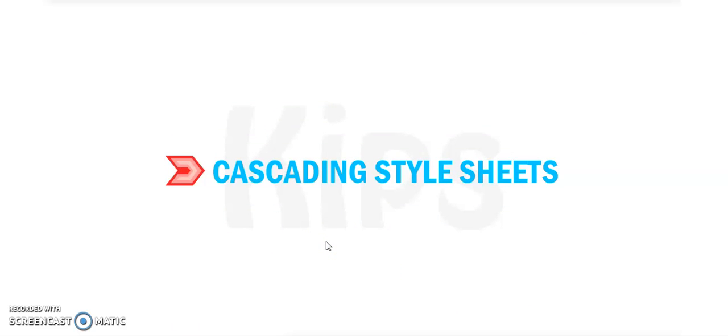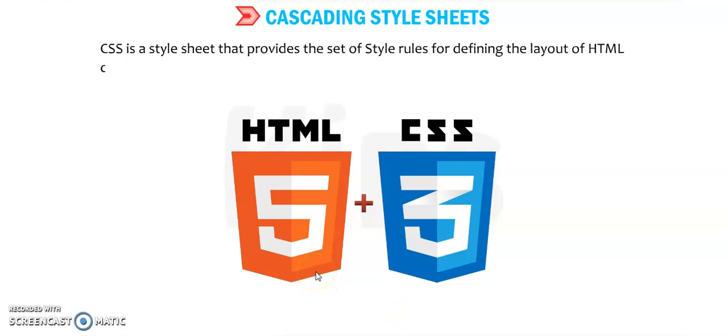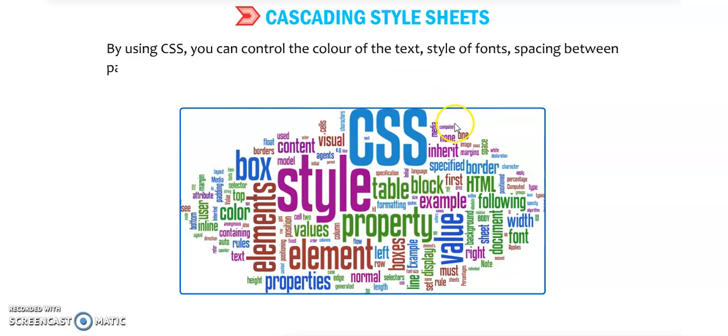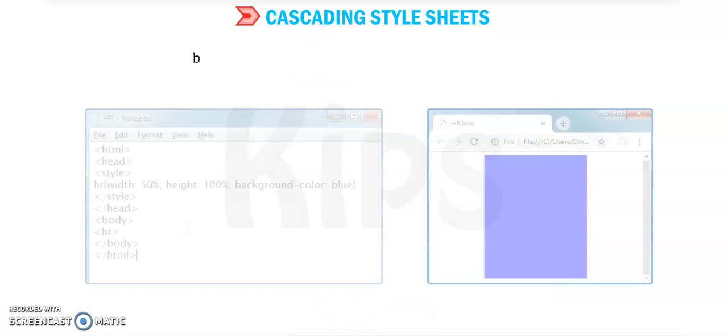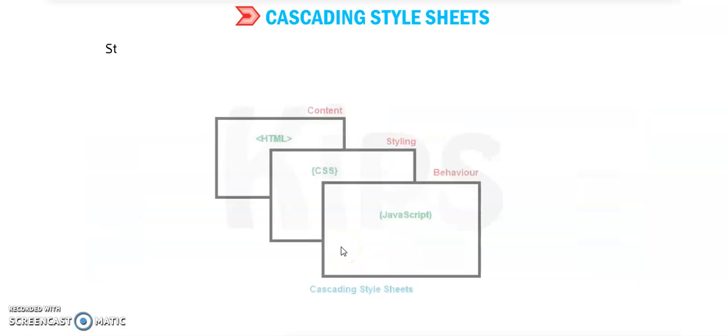Now next is cascading style sheets. How can we cascade different style sheets in HTML? CSS is a style sheet that provides a set of style rules for defining the layout of an HTML document. By using CSS, you can control the color of the text, styles of fonts, spacing between paragraphs, size and layouts of different columns, background and images, as well as a variety of other effects.